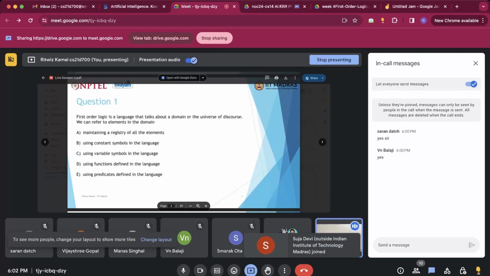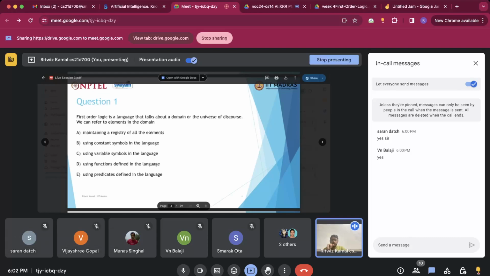It says the first order logic is a language that talks about a domain or the universe of discourse. So we can refer to the elements in the domain, and which of the following five options do you think would be applicable or correct or relevant in this case? Okay, so we have an answer saying A.